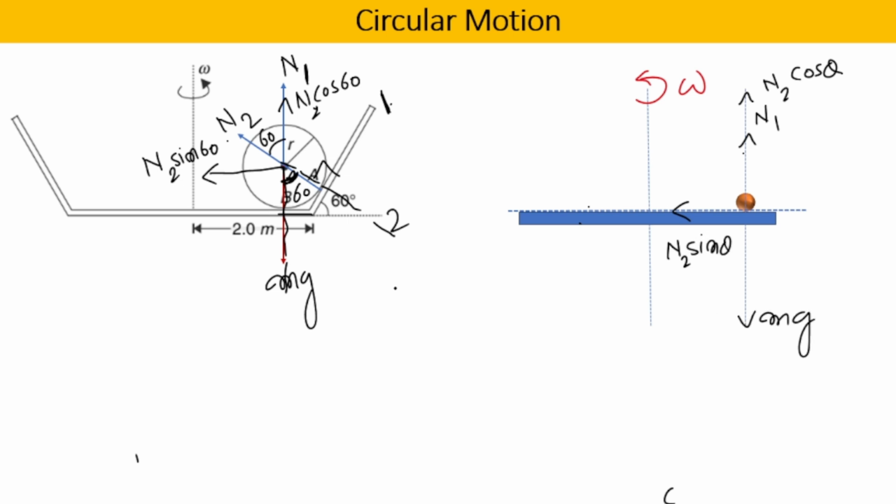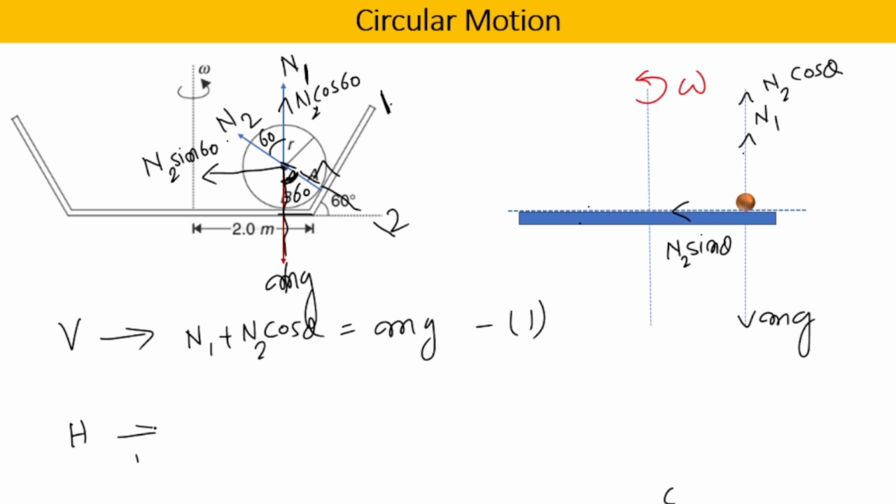If I write the force equation in the vertical direction, vertically it is in equilibrium, so the upward force, n1 plus n2 cos theta, will be equal to mg. Let's call it equation 1. And if you want to write the equation in the horizontal direction, horizontally it is moving in a circle, so the net force horizontally has to act towards the center, and there is only one force, n2 sin theta. So this force is responsible for making it go in this circle of radius r naught.